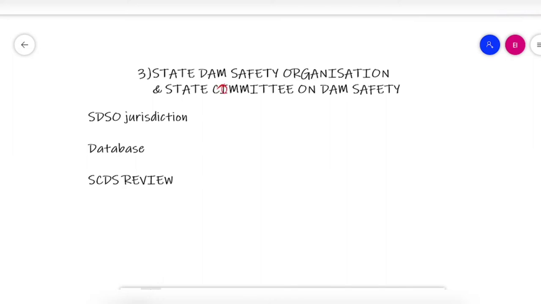The third important provision is the State Dam Safety Organization and the State Committee on Dam Safety. The State Dam Safety Organization: the jurisdiction of the Dam Safety Organization of a particular state will be extended to all dams in that specific state.